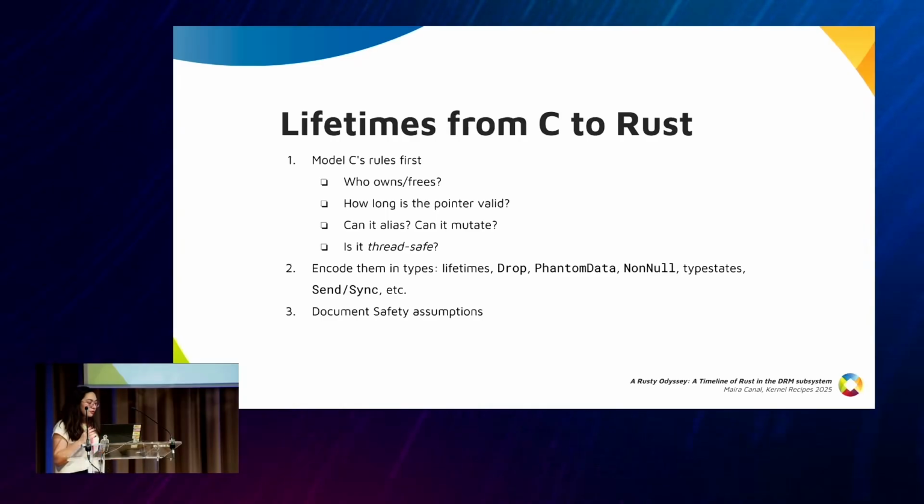And as you can see, the idea here is having a mental model of what that C struct is doing in the code, its whole lifetime. And after we have this mental model, we can just encode this model into Rust semantics.